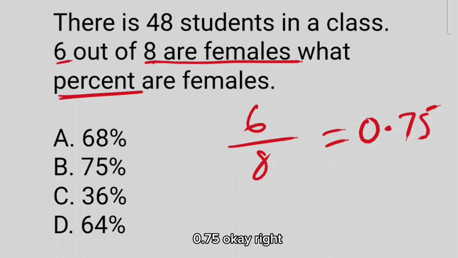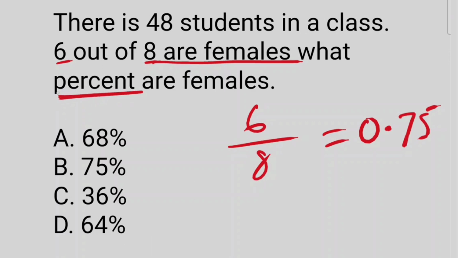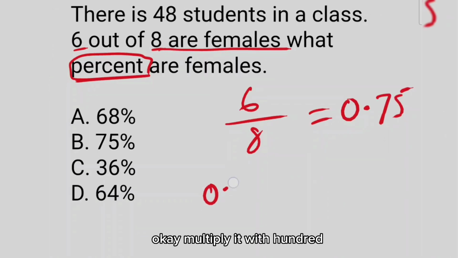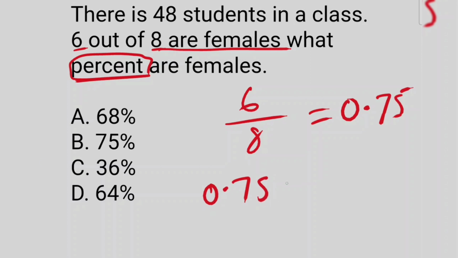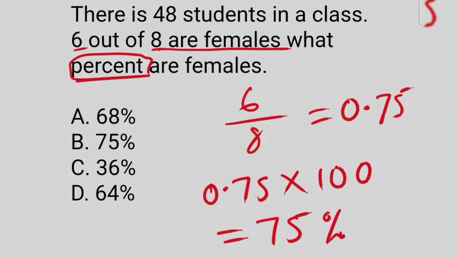0.75. For you to convert it into percentage, remember what I said before, percent means 100. So you have to multiply 0.75 by 100. The answer is 75%. See, that's the answer.